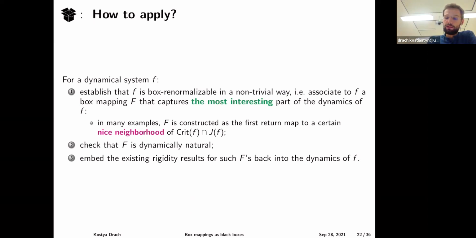For example, if we can construct some nice neighborhoods of a critical set that intersect the Julia set, then we can take a first return map. Then we check whether the resultant first return map F is dynamically natural. And if we are successful in steps 1 and 2, then we do not have to redo all the machinery. We do not have to uncover what is beyond all these nice and deep results, and just embed the existing rigidity results for such f's back into the dynamics of small f.